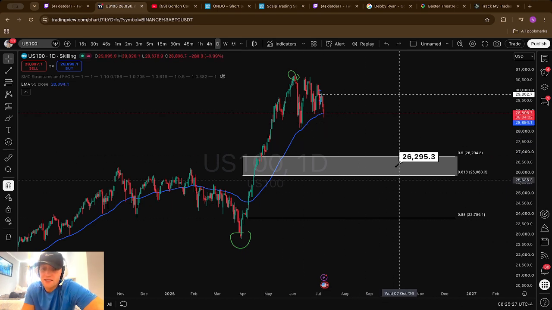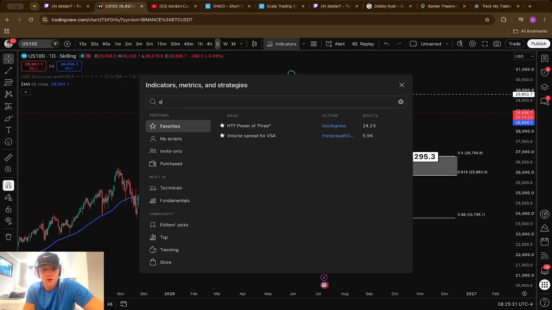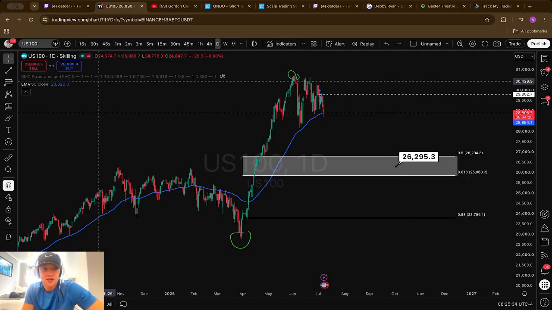So watch this level, guys. This level, just go into indicators, and you can go EMA, and then you click on it, and then you can just change it over there.